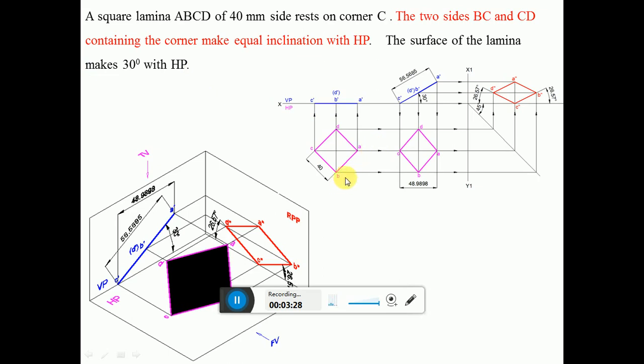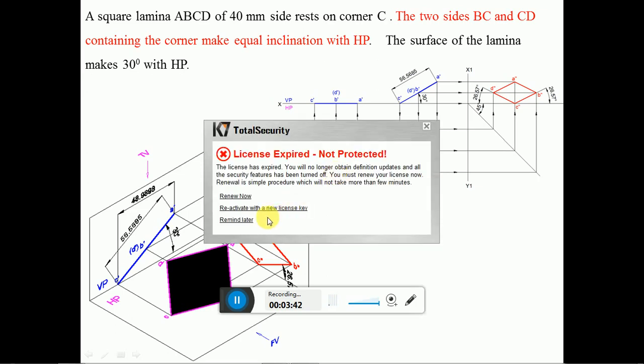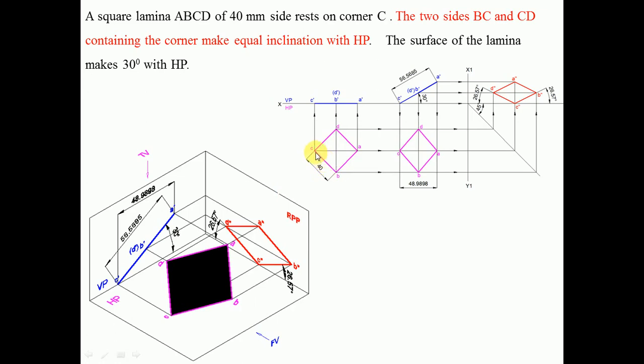So in the initial position, how to draw it? First you draw a horizontal line, consider any point. From here you take a 45 degree line, and from here also you take a 45 degree line. Then with this as center, cut an arc on this at a distance of 40, and similarly from this point cut an arc on this to get A and C. From A you draw an arc on this side, and similarly from C you cut an arc to get the point D. Complete the square. Then you project this to get the front view.